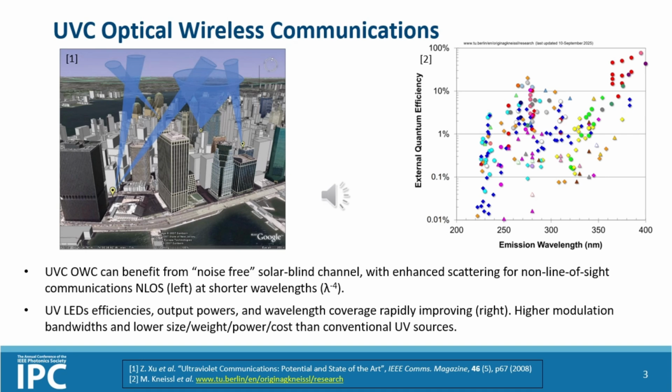And then if we look at the general trend in the development over the last 10 years or so of UV LEDs, on the figure on the right you can see the external quantum efficiency versus wavelength, and now you can get UVC LEDs with wavelengths ranging from around 220 nanometers and longer, with reasonable efficiencies and output powers. And LEDs are particularly interesting candidates as optical transmitters due to their high efficiency, high power, high modulation bandwidth, and low size and weight power requirements compared to conventional UV sources such as mercury flash lamps.